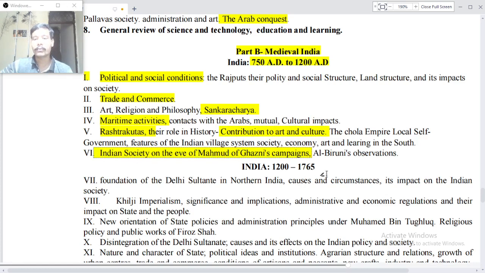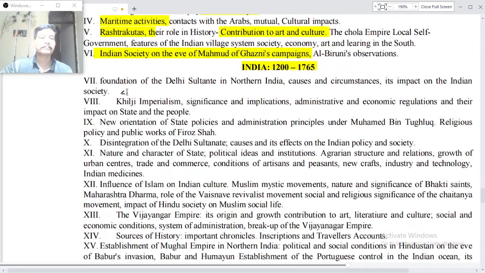Now India, 1200 to 1765. Foundation of the Delhi Sultanate in northern India, causes and circumstances, its impact on Indian society, Khilji imperialism, significance and its implications, administrative and economic regulations and their impact on the state and the people, new orientation of state policies and administration principles under Muhammad bin Tughlaq, religious policies and public works of Firoz Shah.